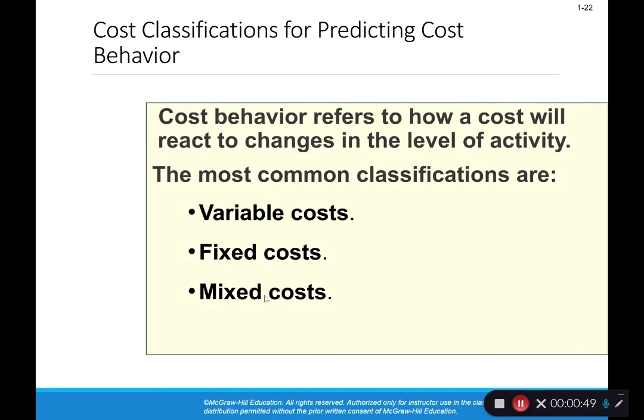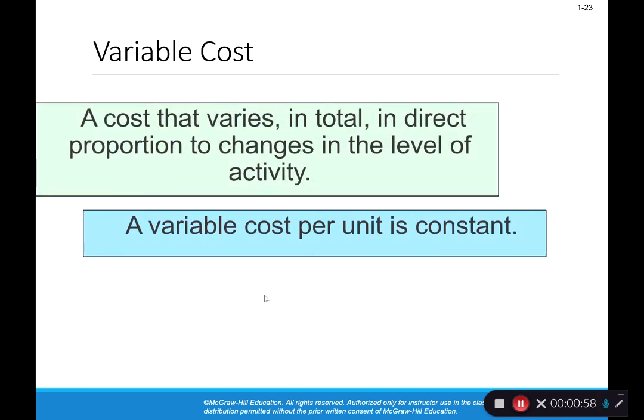There's three basic categories of cost behavior: variable costs, fixed costs, and mixed costs. A variable cost is what it sounds like. It's a cost that varies. And a synonym for vary is change. It's a cost that varies or changes in total, in direct proportion to changes in the level of activity. So the variable cost per unit stays the same, but the total variable cost is what varies or changes.